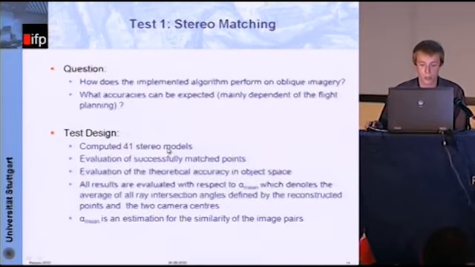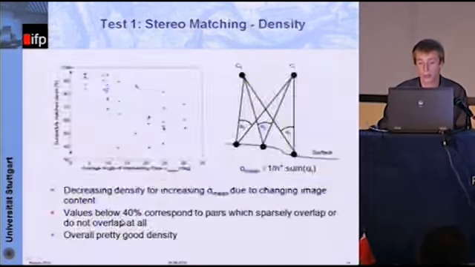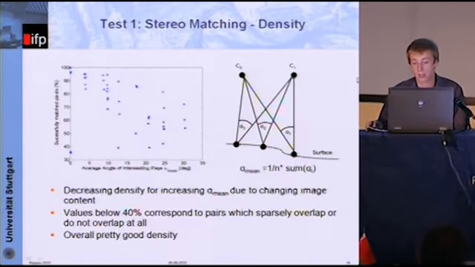Okay, so what did we do? We computed these 41 stereo models. We evaluated the successfully matched points. We evaluated the theoretical accuracy in object space. And all results are evaluated with respect to alpha mean, which denotes the average of all ray intersection angles defined by the reconstructed points and the two camera centers. I have a figure for that, but actually you can say that this is some estimation of the similarity of the image pairs. Okay, here is the figure. You have the camera centers and you have your angles right here. You have the surface, and this alpha mean is just adding these angles and dividing by the number of angles.